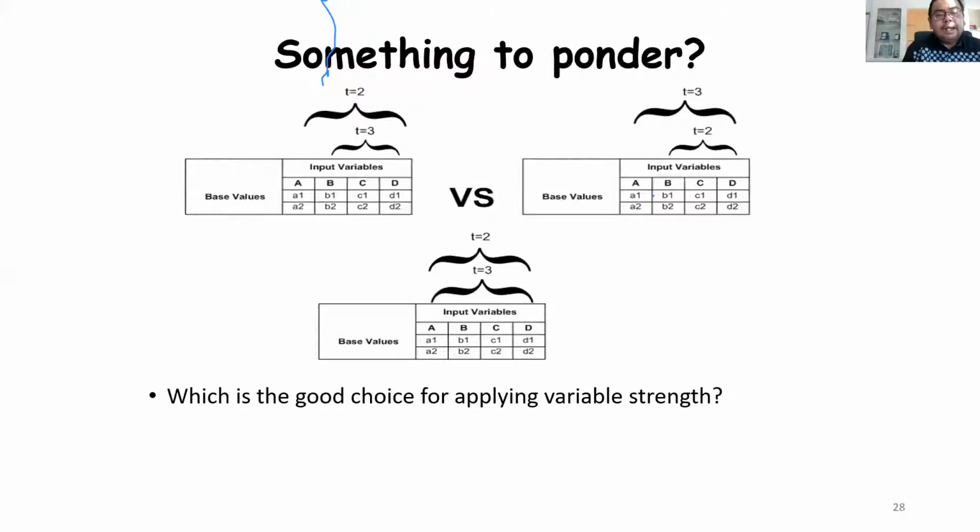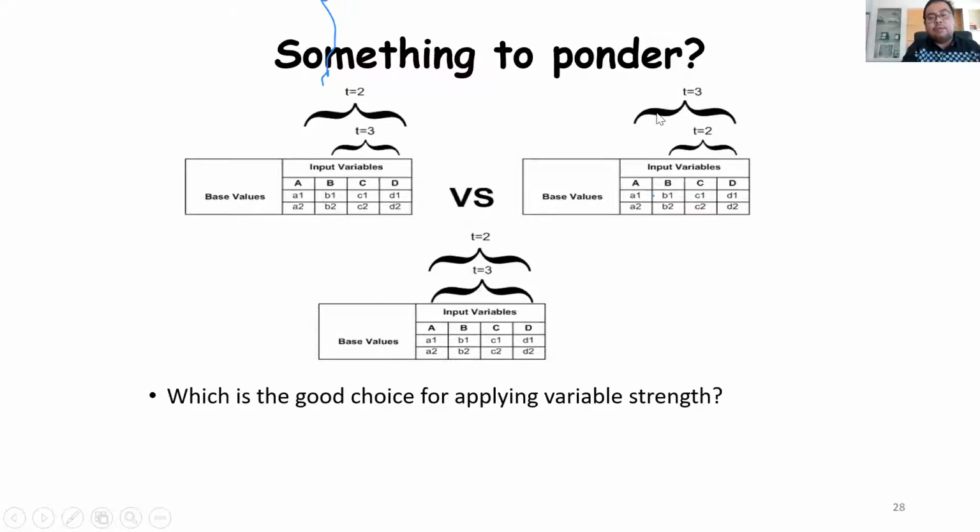So something to ponder about, which is the good choice for applying variable strength, for example. Okay. If you compare, for example, this one and this one, when you look at this t equal to 2, meaning you relax a lot of variables, but here you make it strict for certain variables. Okay, but here you already make it strict for this variable and you relax a little bit. So which one is actually better, this one or this one? The answer is this one is better, because here you relax all the 4 variables, but you put much stronger strength on 3 variables. Here you make all strong.